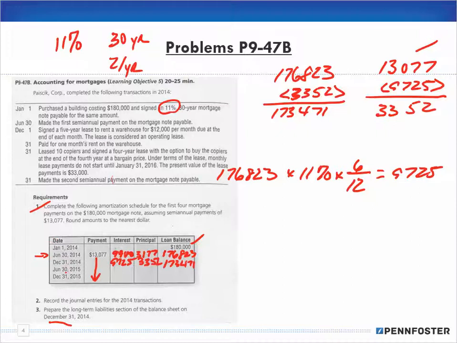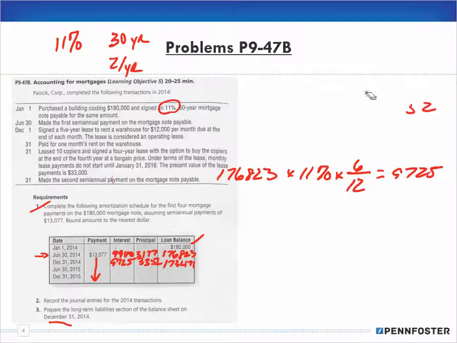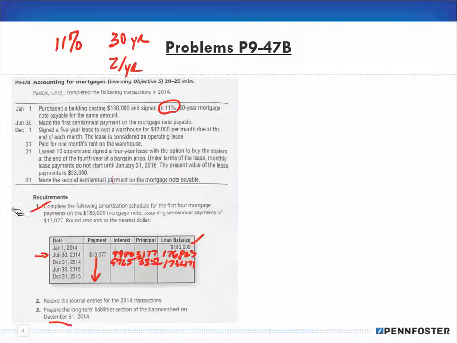Okay, so I'm not going to, like I said, I'm not going to complete the rest of this table. You can do those additional calculations for yourself, right? So I'm going to pause the video here, and I'm going to erase all of this. Okay, so here I am, I'm erasing, and it says here, what do we need to do next? Okay, so next we need to record the journal entries for the 2014 transactions.